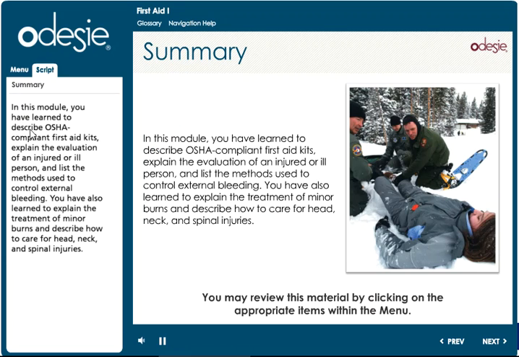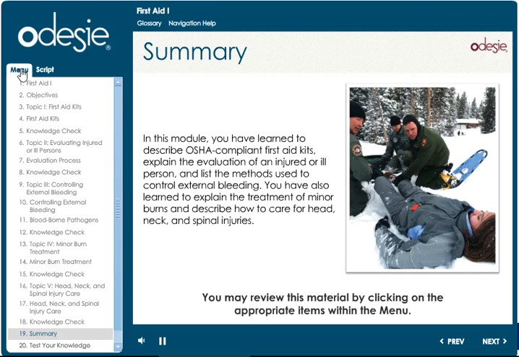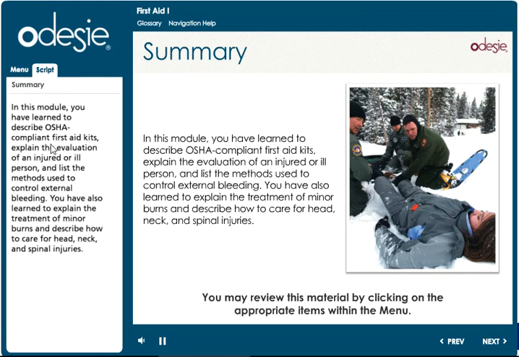In this module, you have learned to describe OSHA-compliant first aid kits, explain the evaluation of an injured or ill person, and list the methods used to control external bleeding. You have also learned to explain the treatment of minor burns and describe how to care for head, neck, and spinal injuries.